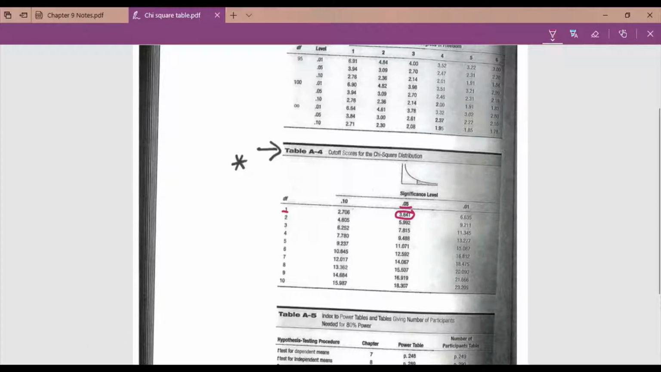3.84. So we'd compare that to our calculated value of 16.66, which exceeds the critical value of 3.84. And so we would reject our null hypothesis that states that there's no relationship between our two variables, and instead support a research hypothesis that there is a relationship between participant gender and candidate chosen.